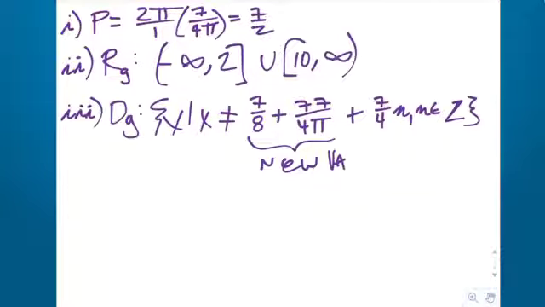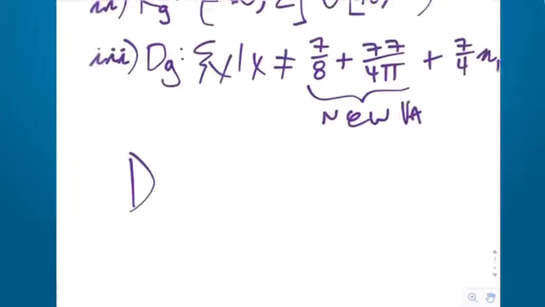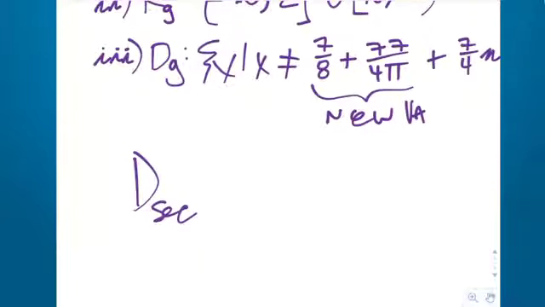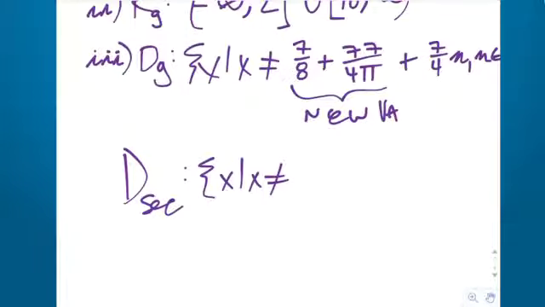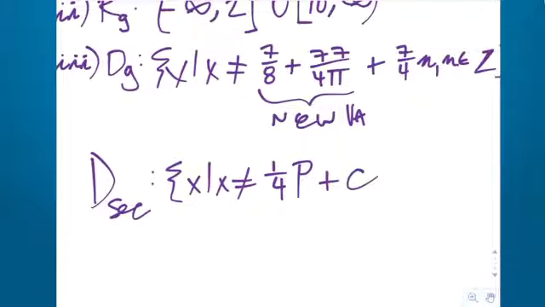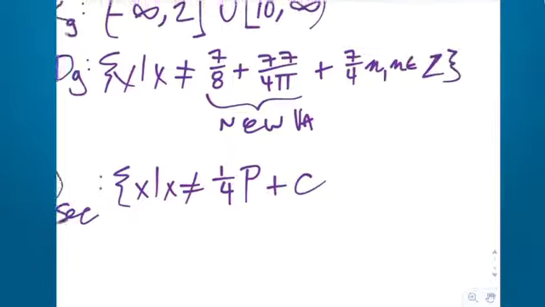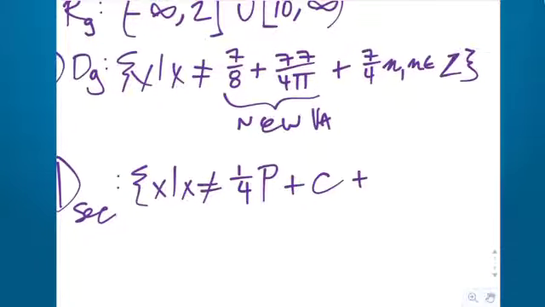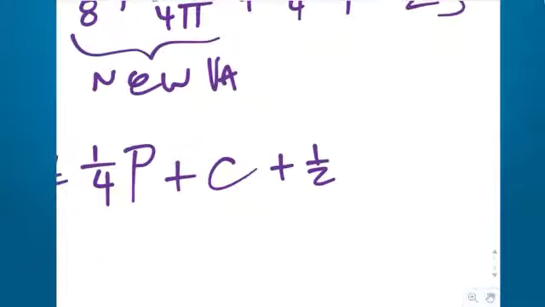You walk away. So now in general, for a secant graph, the domain of any secant function should be the set of all x such that x is not equal to the first vertical asymptote, which is at what fraction of the period? A fourth. So 1/4 of whatever p is, plus your phase shift, c, and then plus multiples of what fraction of the period? A half. Excellent. So 1/2 the period n, where n is an integer.